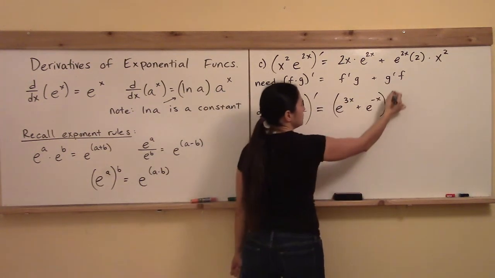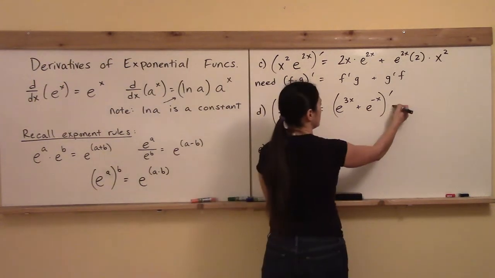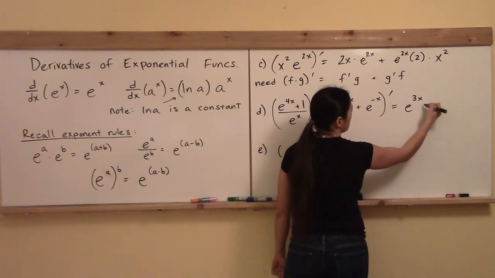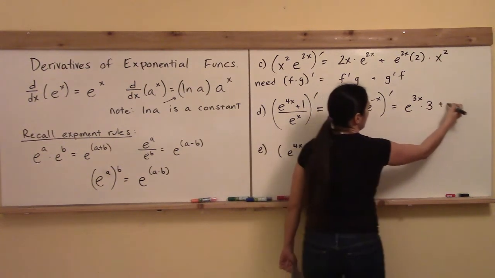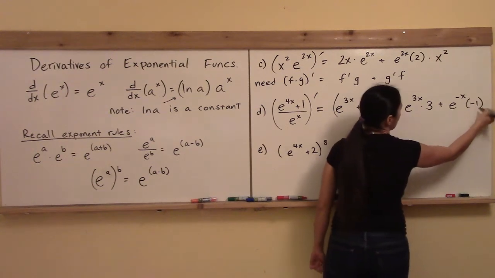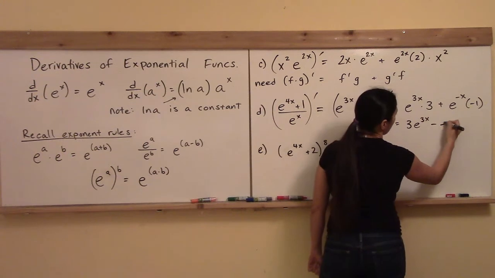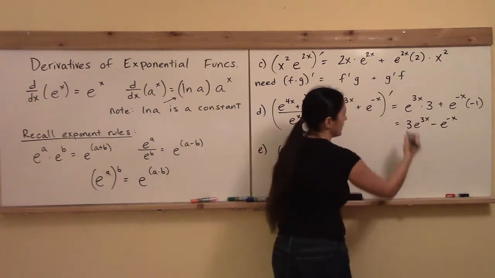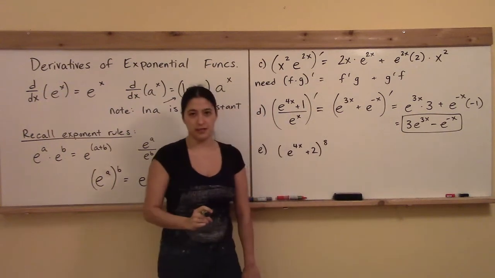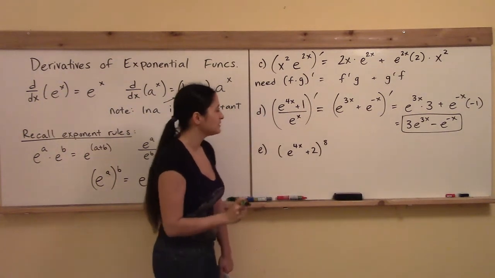That derivative, after simplification, is the same as that derivative, and this is something that's going to use the chain rule again. e to the 3x goes to e to the 3x times 3, and e to the minus x goes to e to the minus x times minus 1. So this is 3e to the 3x minus e to the minus x. That's the derivative that we get for that one right there. So far so good? Hopefully you're feeling good about this, okay?